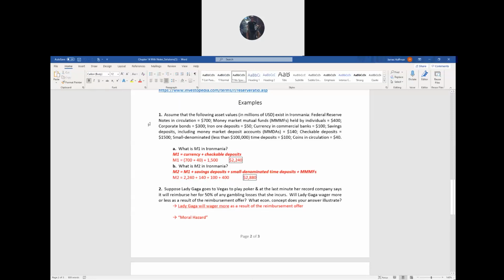Okay, and so just to go through this real quick, all the terms either go somewhere or they don't get counted. The Federal Reserve notes in circulation, that's currency. Money market mutual funds go into M2. Corporate bonds, that's not a definition of money, it has nothing to do with currency, checkable deposits, or M2, so that doesn't get counted. Iron ore deposits, that's some kind of mineral that has nothing to do with this. Currency in commercial banks, you don't want to count that because you already counted it from the checkable deposit side. You don't want to count checkable deposits and money in the banks because you'd be double counting. So only count the checkable deposits, not the actual money in commercial banks. Savings deposits went into M2. Checkable deposits went into M1, small time deposits went into M2, and coins are part of currency.